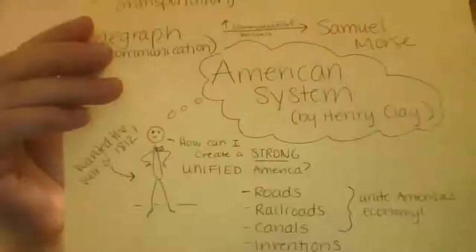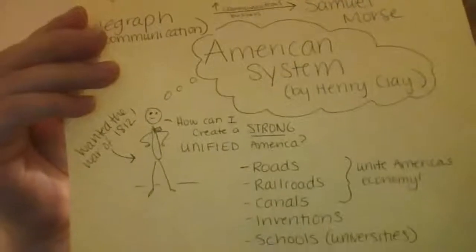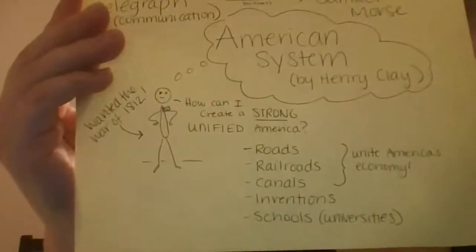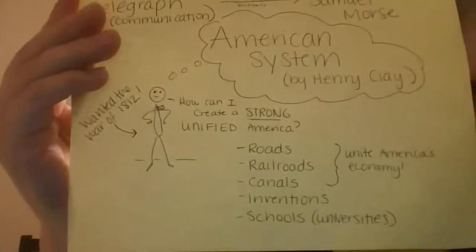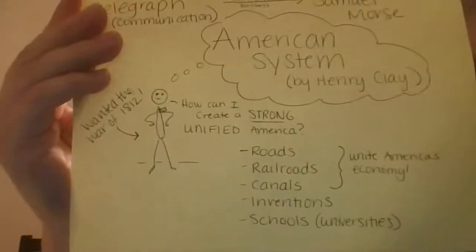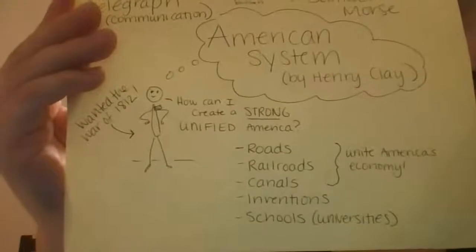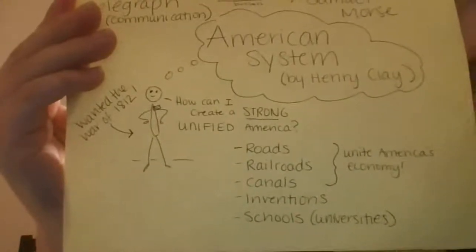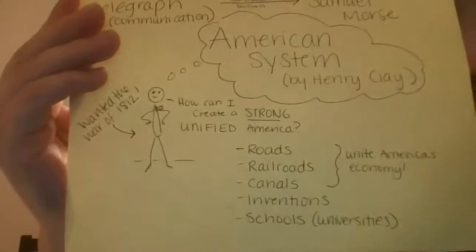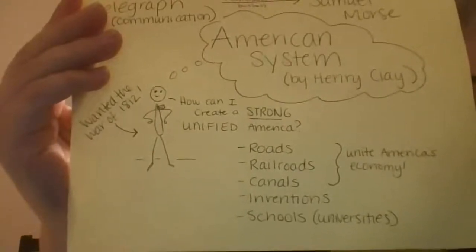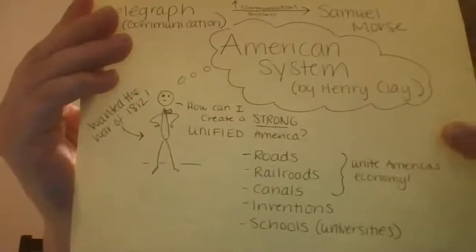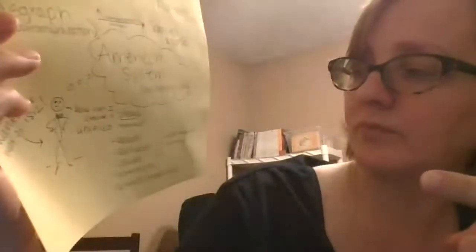So he comes up with something called the American system. Henry Clay comes up with the American system, and his idea is to build a strong, unified America. Those are keywords: strong, unified America. He's going to build roads, railroads, and canals. He's going to help people make new inventions. The government's going to give people money for inventions, and they're going to build a bunch of universities. The three most important ones are the transportation ones.